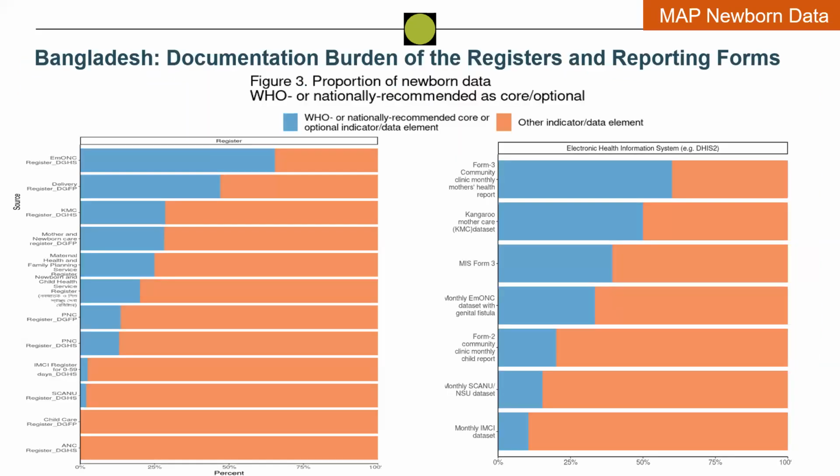Moving forward, looking more closely at the data elements of register and reports, we can see that both the register and reports have more percentage of other indicators in orange than the WHO or nationally recommended core or optional indicators in blue. It shows that a lot of data elements are collected and reported which are not related to the shown ENAP indicators but may be important for other programs or indicators.